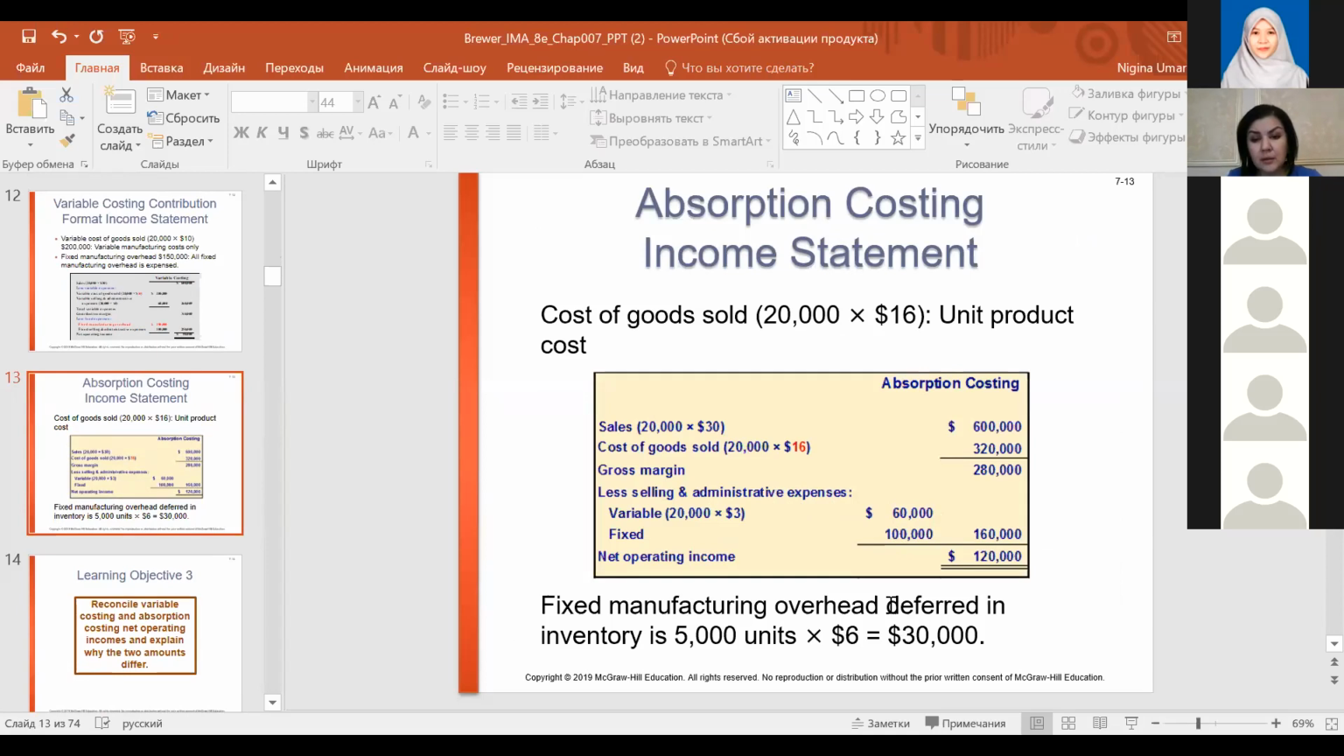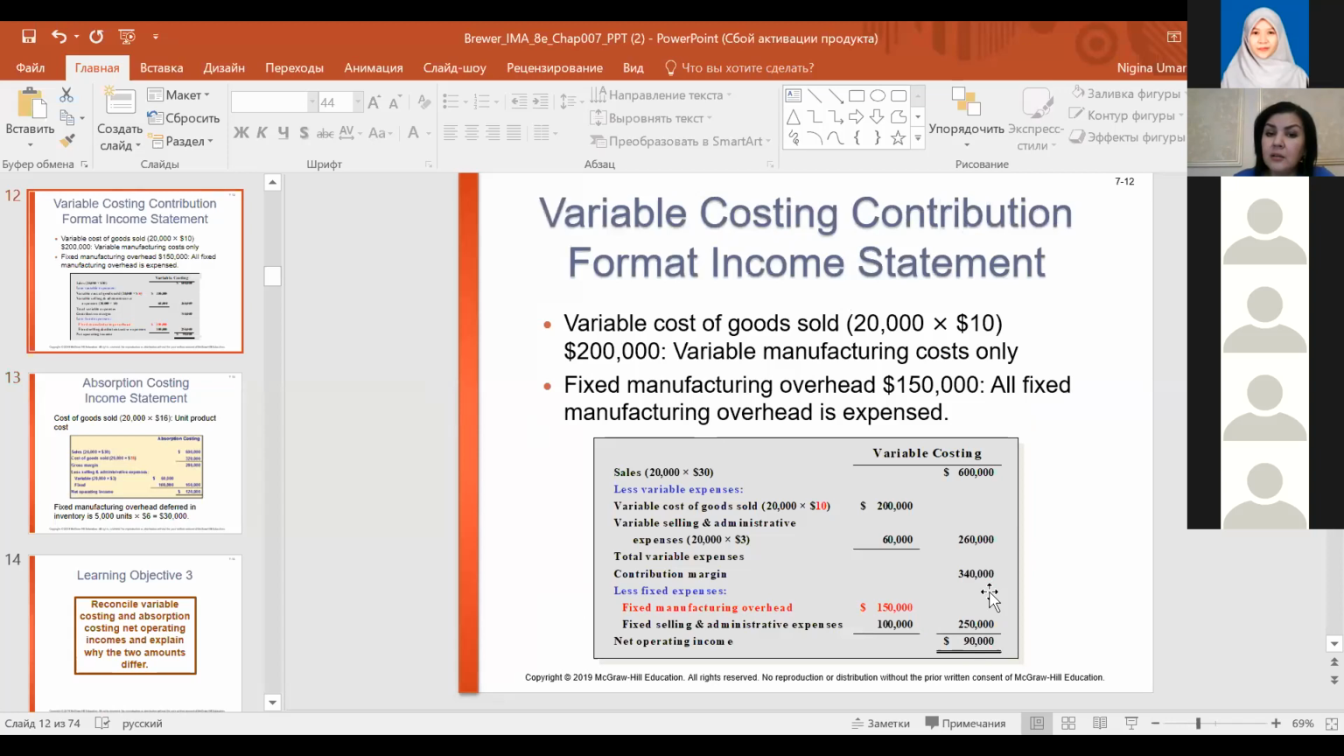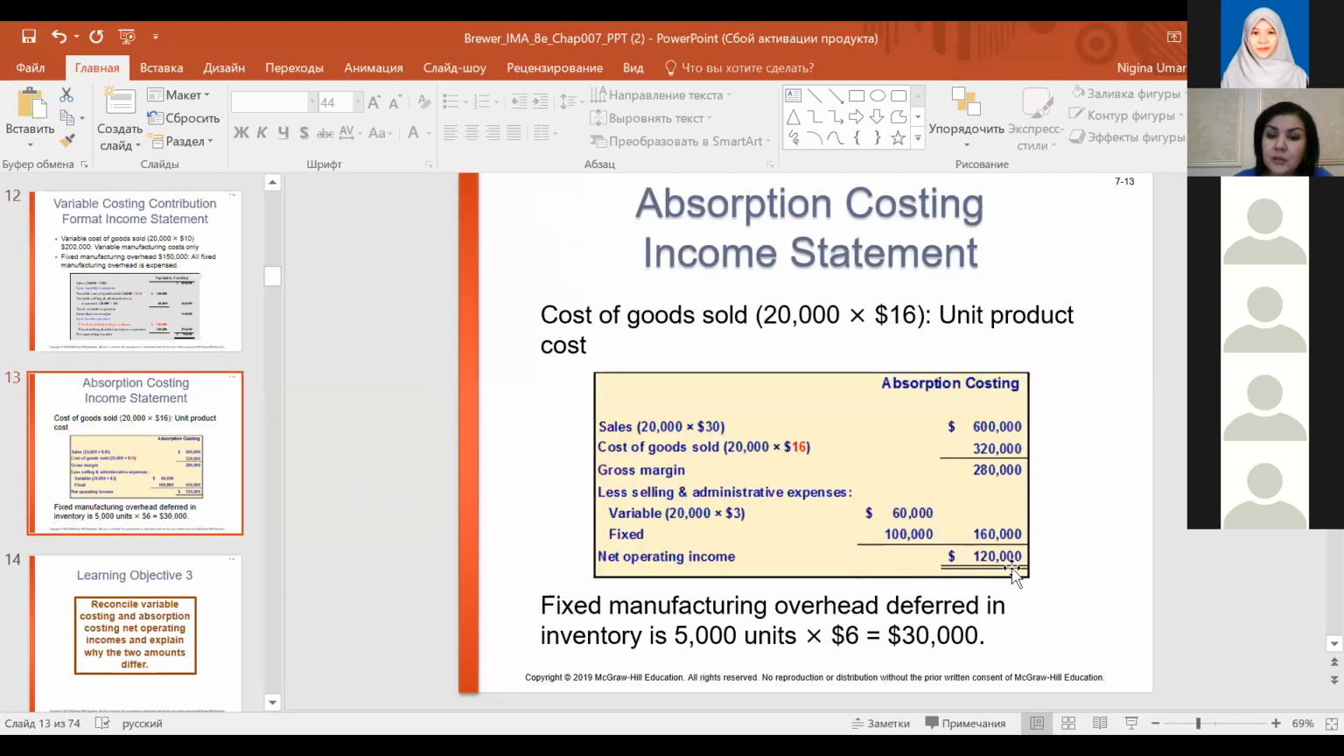You notice that under absorption costing, net operating income is higher, $120,000, than under variable costing. Under variable costing, net operating income is $90,000. Under absorption, it's $120,000. Why does this difference occur? It occurs because fixed manufacturing overhead deferred in inventory is 5,000 units multiplied by 6, which is $30,000.